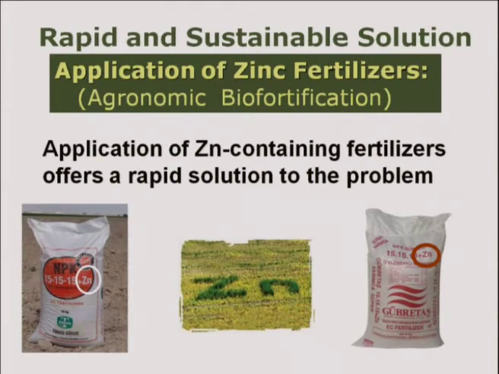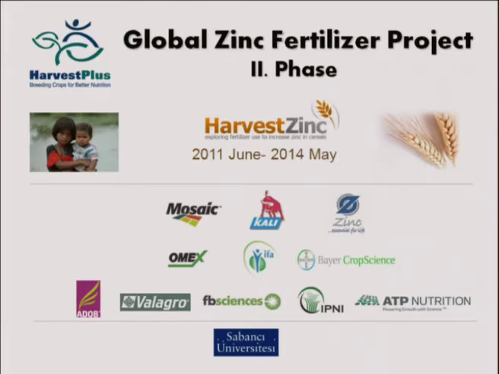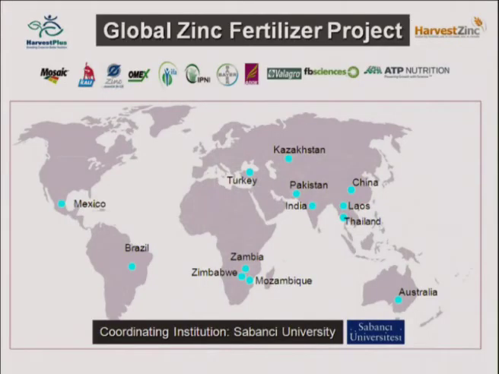So my talk today will focus more on the agronomic biofortification. You know, breeding is a kind of genetic biofortification, application of fertilizer represents agronomic biofortification. We have a project, the global zinc fertilizer project, established under the HarvestPlus program, HarvestZinc. This program is supported by different organizations, mainly by HarvestPlus, but also different fertilizer institutions, companies, and also Bayer Crop Science, and the program is coordinated by Sabanci University.